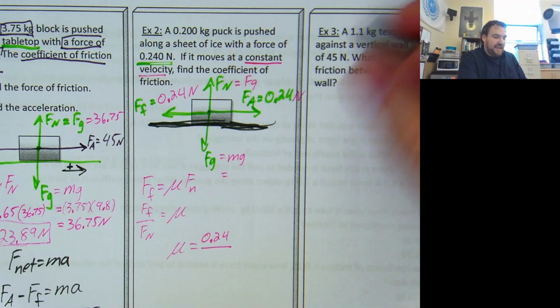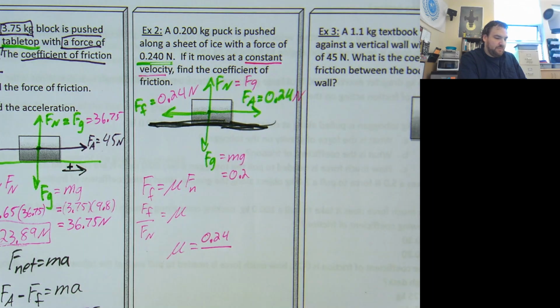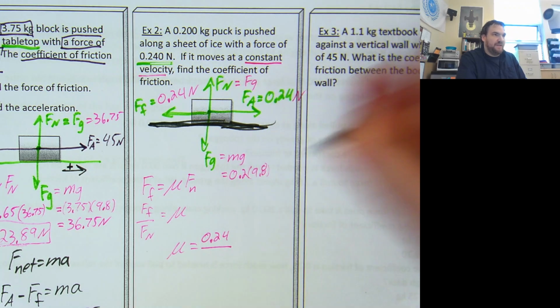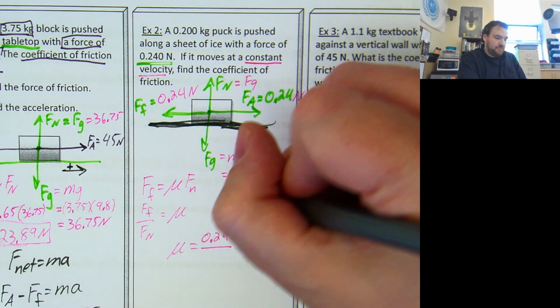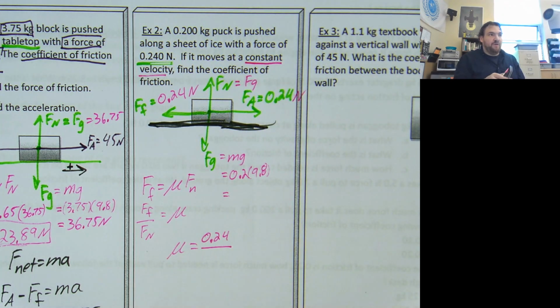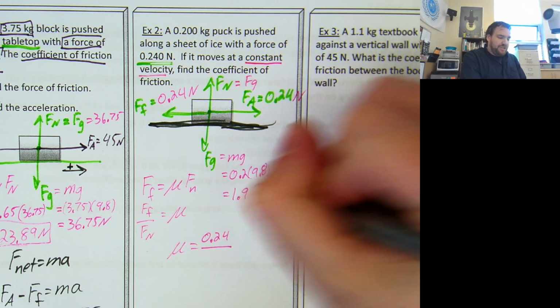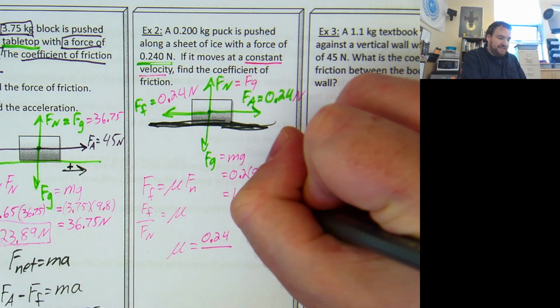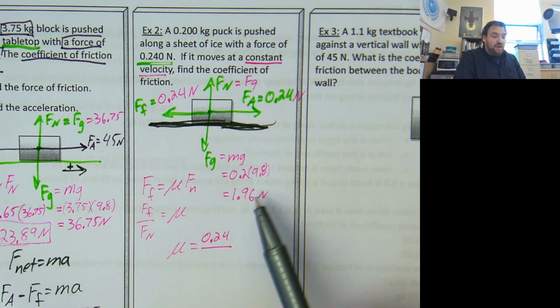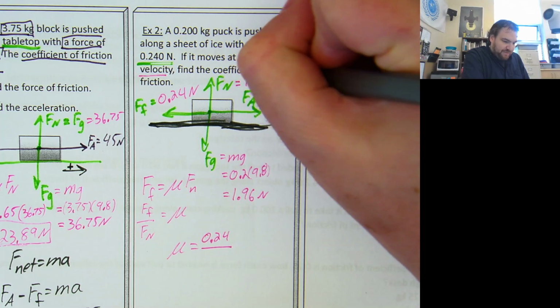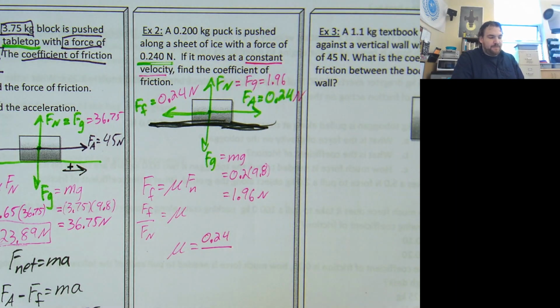So let's go calculate it. M is 0.2 kilograms times 9.8, because presumably this sheet of ice is on Earth. If I want to throw you a real curveball, we could play hockey on the moon. That would be dumb. Oh, also really hard to get to. 0.2 times 9.8 is 1.96 newtons. So this is our value for Fg, which is also going to be equal to our value for Fn.